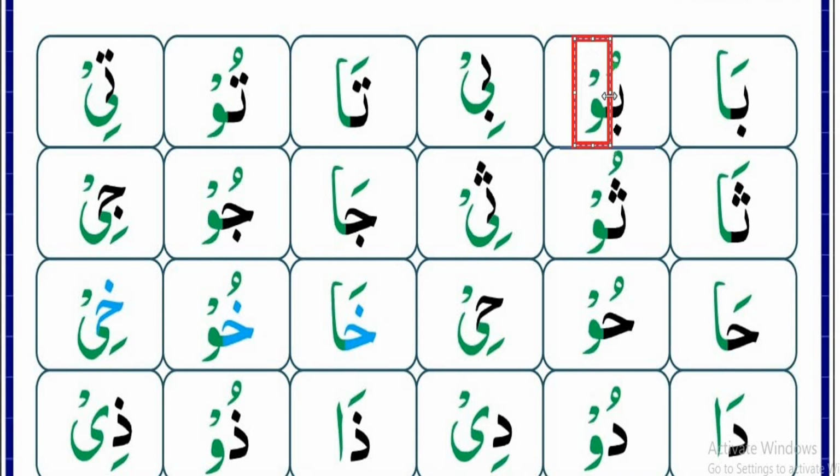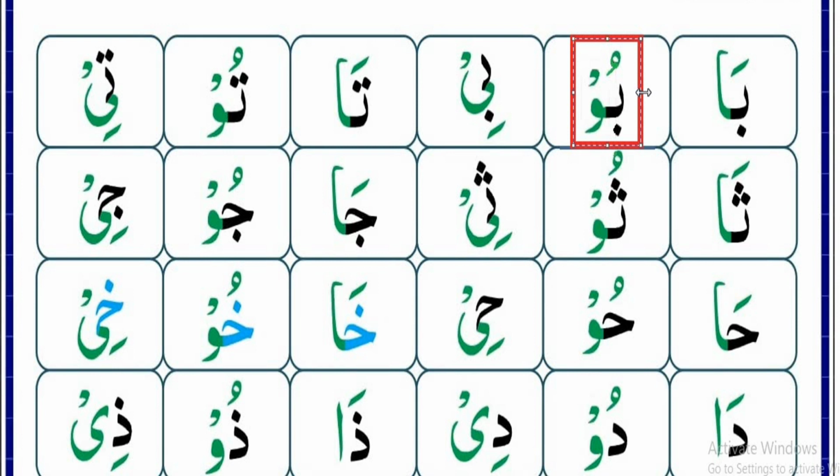So waw sakin, if it has a dhamma before it, it is waw madda. So this waw is waw madda. How do we know it is waw madda? Because it has a dhamma before it. So waw can only stretch the sound of the previous letter if the sign before waw sakin is a dhamma. So here this waw can stretch the sound.